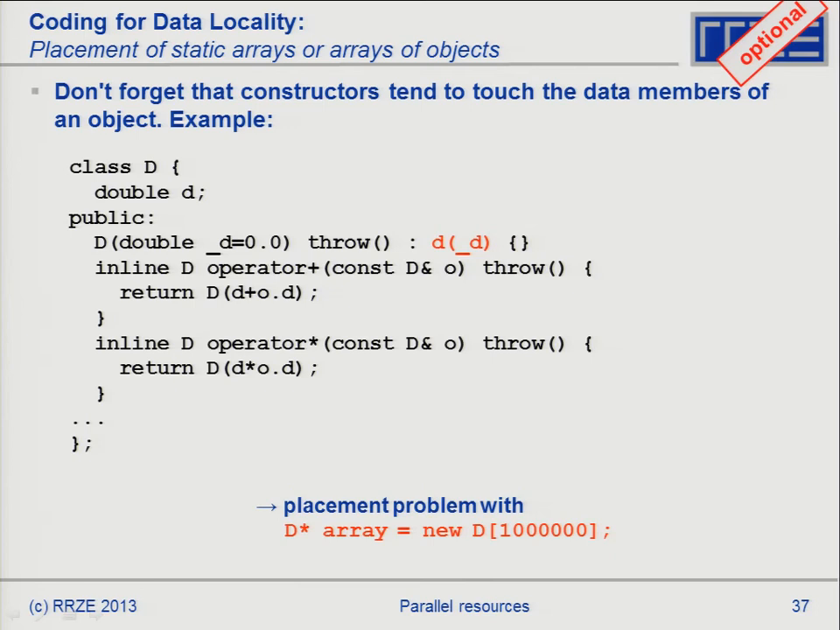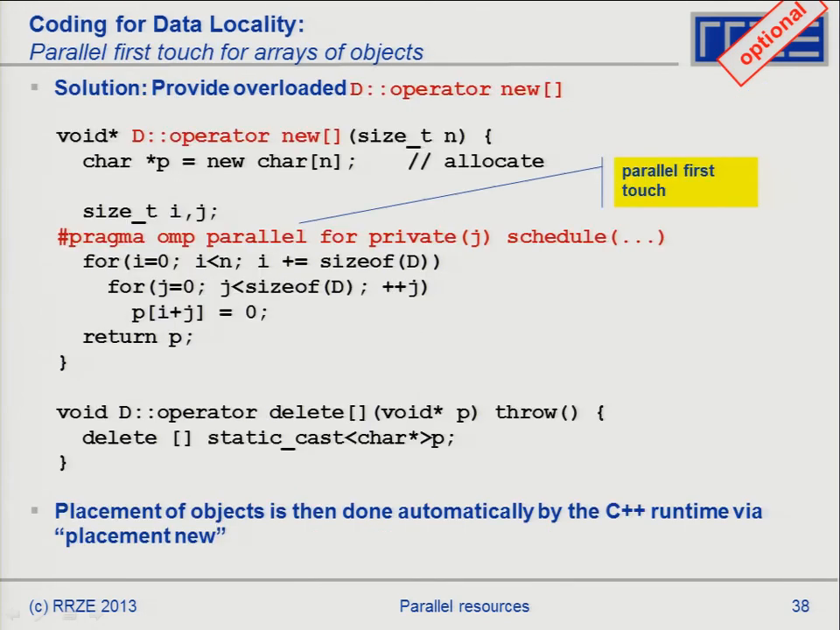This is sequential. You can't just write pragma OMP parallel for in front of this allocation and hope it works. It won't work. It's not a for loop. The for loop is hidden in the C++ runtime. So how do we handle this? The details about this are in the book. You can overload the operator new for this class D. That's possible. Here's the code for it.